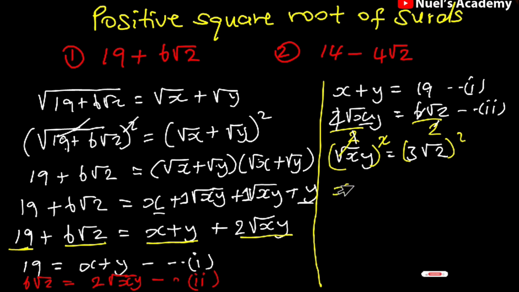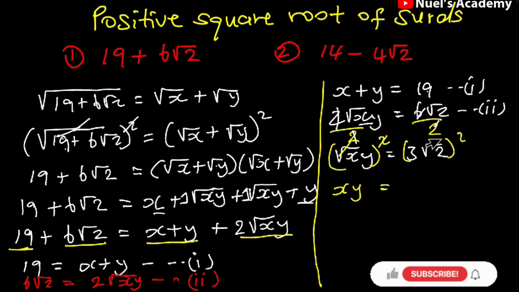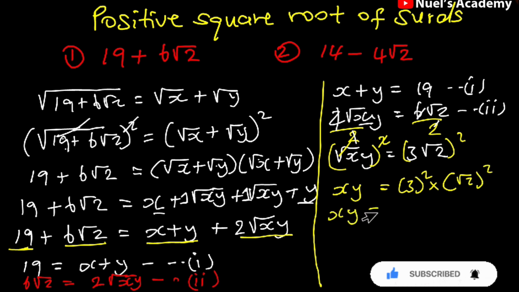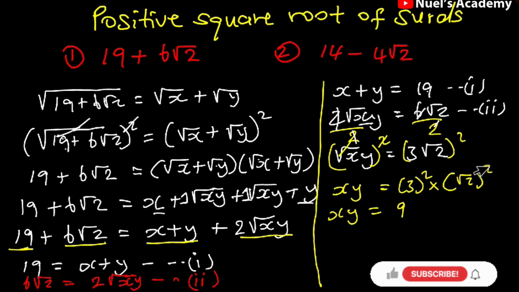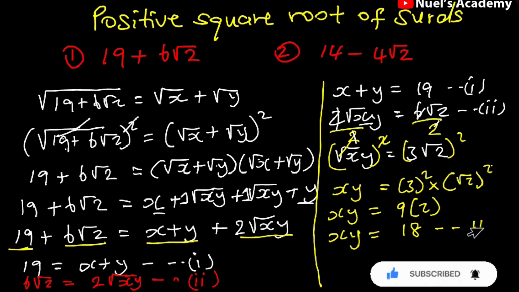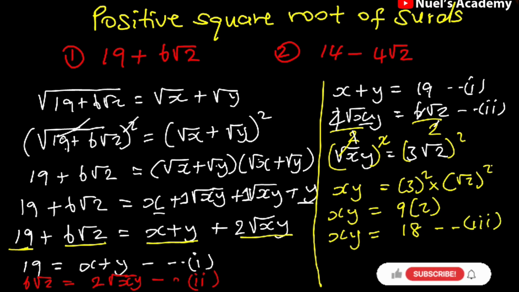We're going to have xy equal to, now this 3 multiplied by root 2 all square can be written as 3 square multiplied by root 2 square. So we have xy equal to 3 square is equals to 9, then multiplied by root 2 times root 2, which is root 2 square, is equals to 2. So xy is equals to 2 times 9 is 18. So let this be our equation 3.